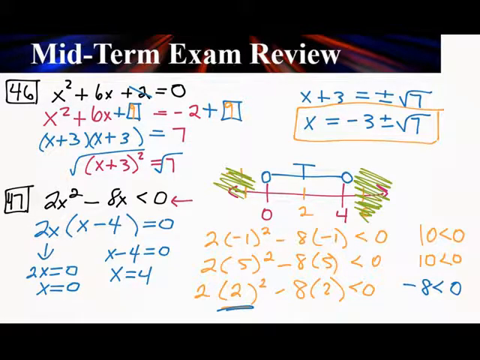Okay, so to write that, let's write it using interval notation. So if we write that, it'll be from 0 to 4 with the parentheses since it's not equal to. And that is our answer.